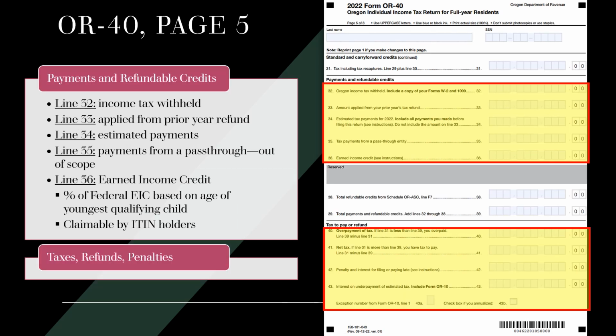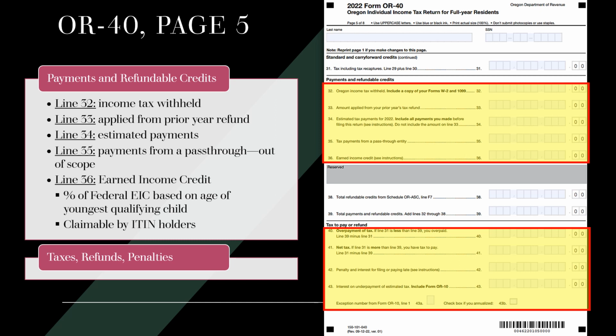On page 5, we have the payments and refundable credits section. By now, you're probably noticing that the flow of the Oregon return is in many ways similar to the flow of the 1040. Line 32 is for state income tax withholdings. Line 33 is any amount applied from a prior year refund. Just as we learned in our federal lessons, taxpayers may choose to apply their refund toward the coming year's tax liability. Line 34 is for estimated payments.